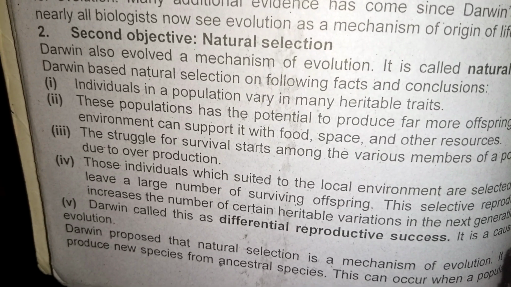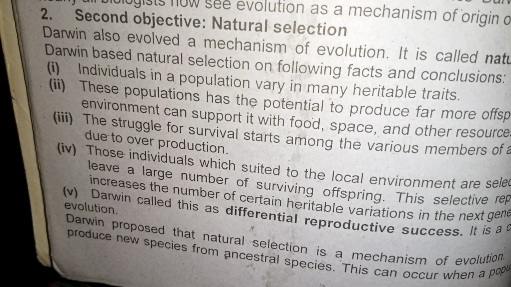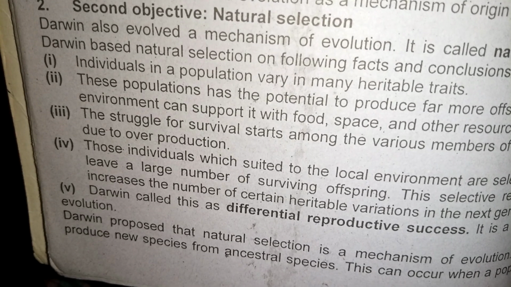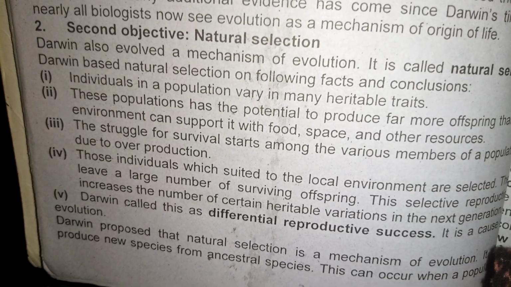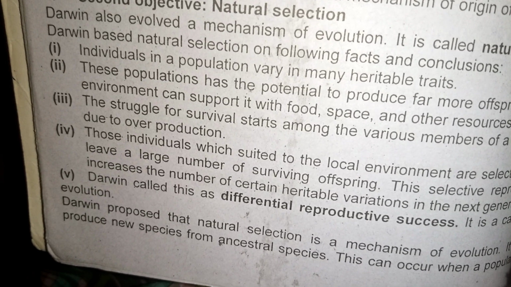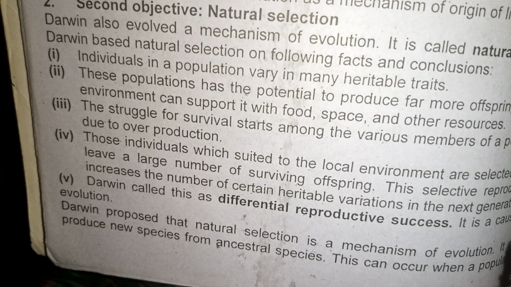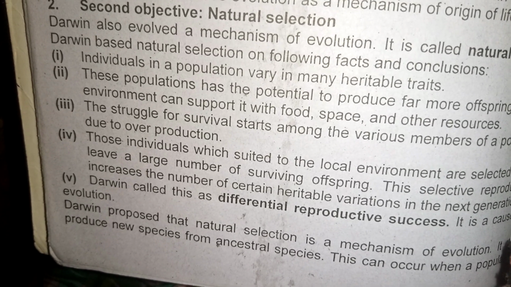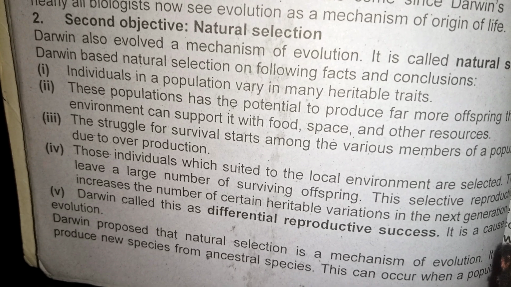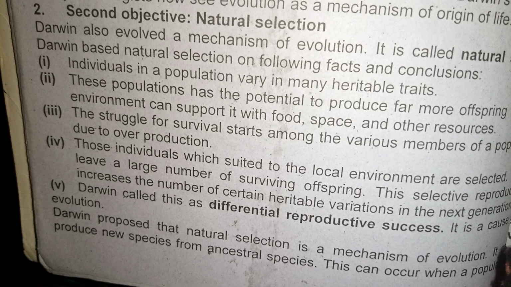Now we discuss the topic, second objective of natural selection. Darwin also evolved a mechanism of evolution. It is called natural selection. Darwin based natural selection on the following facts and conclusions. Individuals in a population vary in many heritable traits.